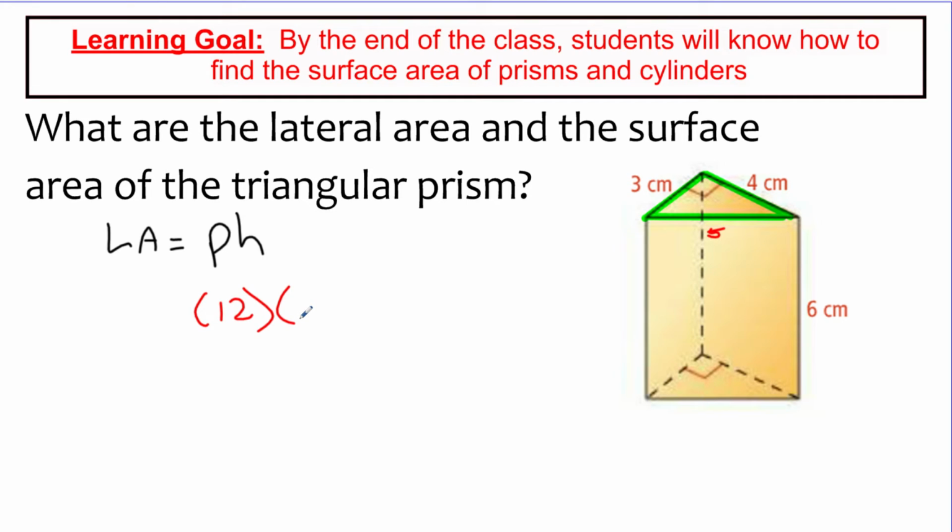So if any of those sides are missing, you're going to have to use what you know about right triangles or area or perimeter or any of those things to go and find those missing parts.